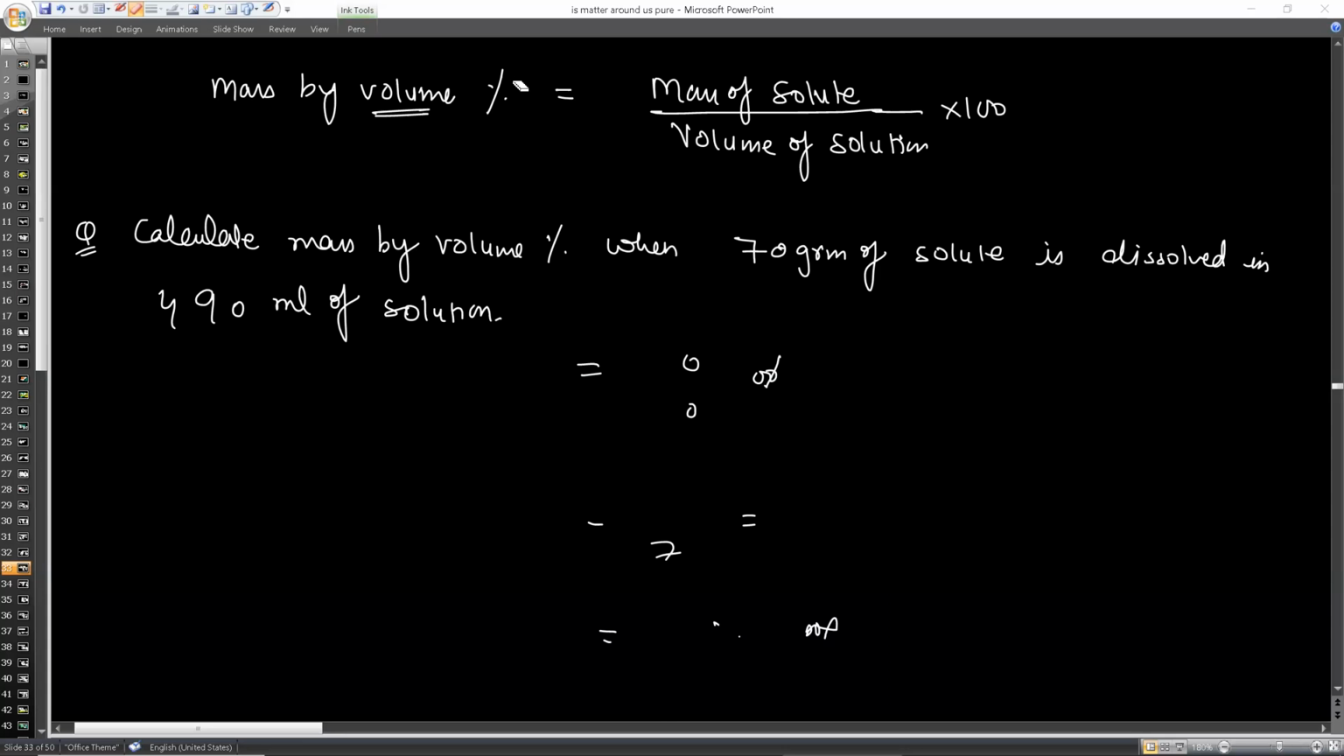Calculate the mass by volume percentage when 70 grams of solute is dissolved in 490 ml of solution. Do it.